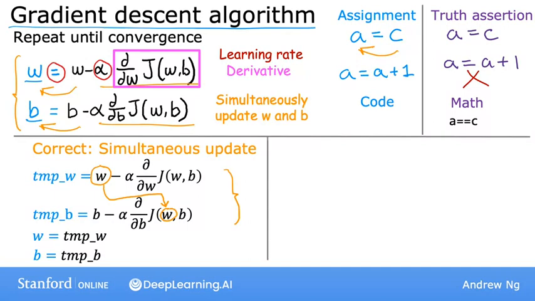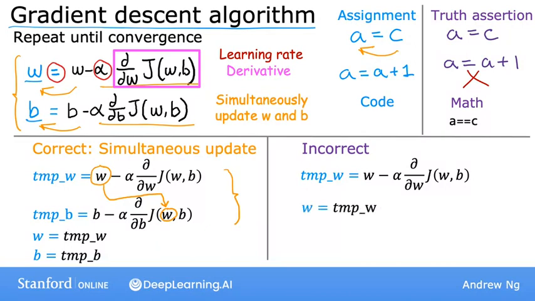In contrast, here's an incorrect implementation of gradient descent that does not do a simultaneous update. In this incorrect implementation, we compute temp w, same as before. So far, that's okay. And now, here's where things start to differ. We then update w with the value in temp w before calculating the new value for the other parameter b. Next, we calculate temp b as b minus that term here. And finally, we update b with the value in temp b.